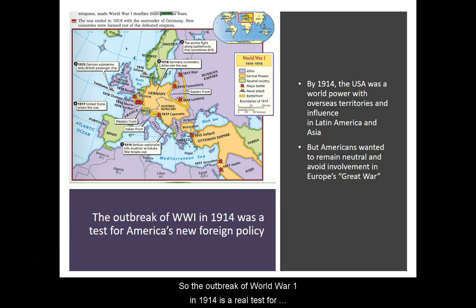So the outbreak of World War I in 1914 is a real test for America's new foreign policy. America's just a tiny little baby imperialist country. We've just started gaining territories in 1898-99, and we just have control over those. And because of that reason, Americans don't want to get involved. They want to remain neutral. We're just kind of figuring out where we stand as a world power and don't really want to get involved in a major European conflict such as the Great War.